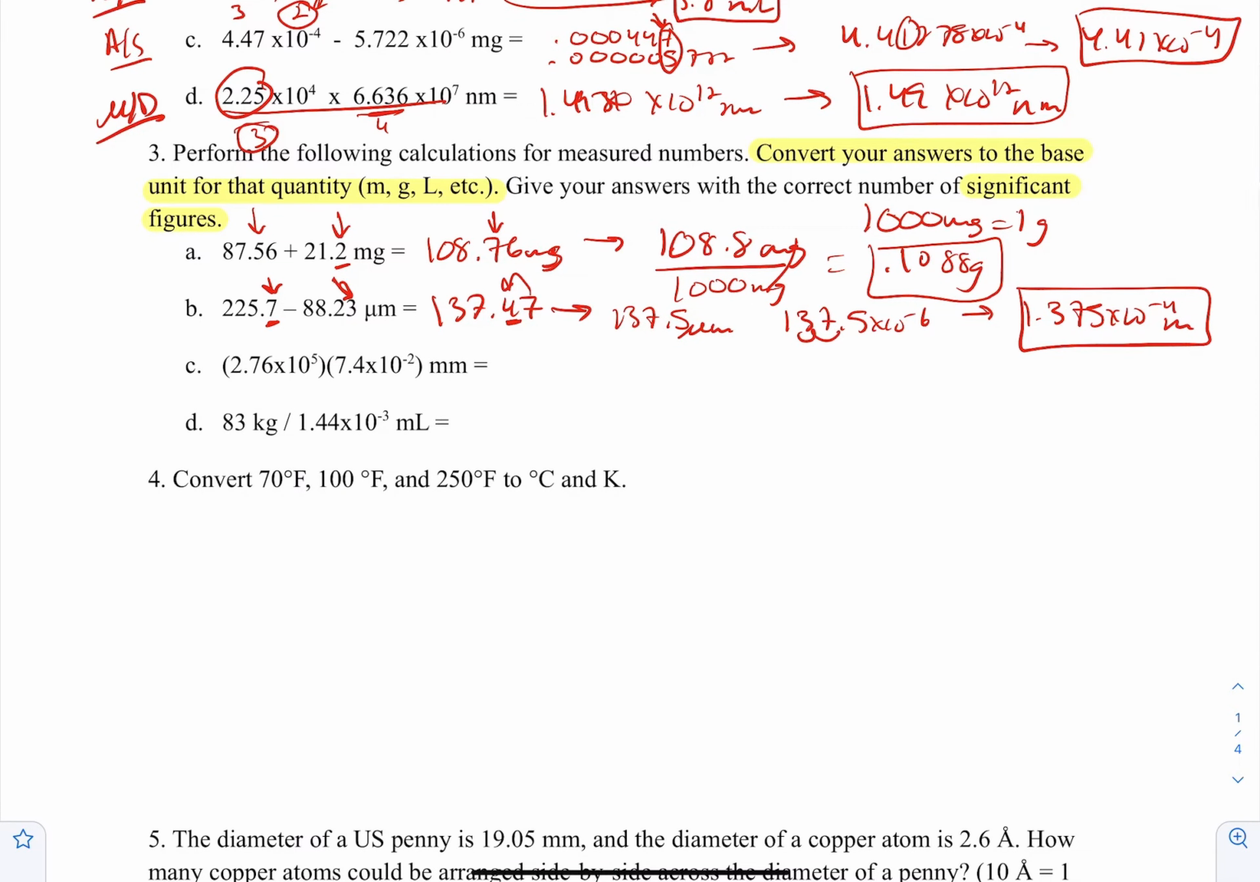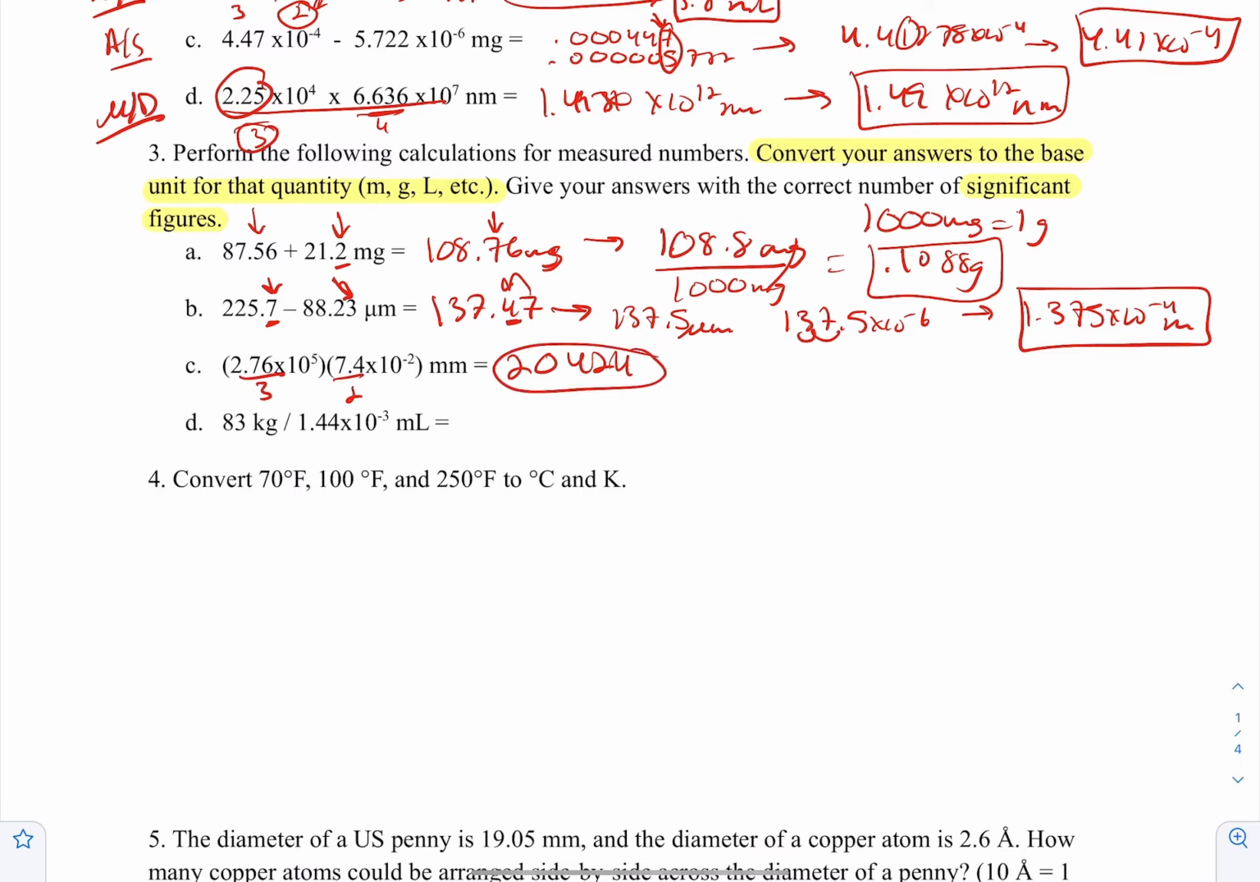Let's just punch this right into our calculator. 2.76 to the 4th, 7.4 to the negative 2. We get, let's see, 20,424, okay? Now, this is weird because we got 3 sig figs here and 2 sig figs here.